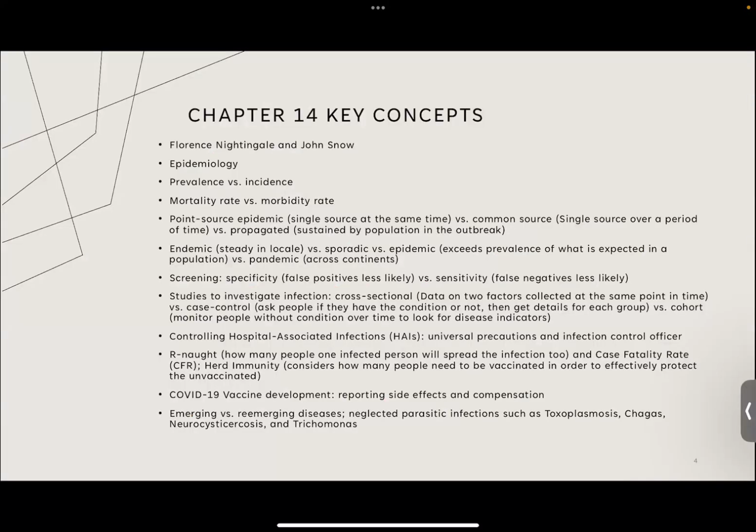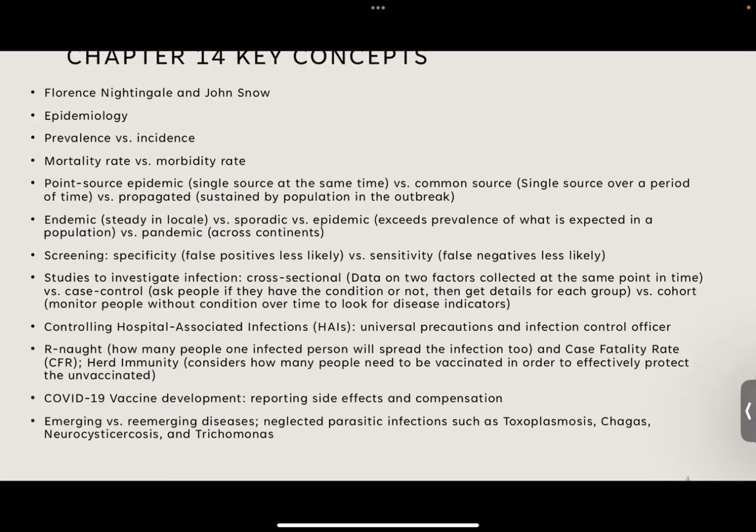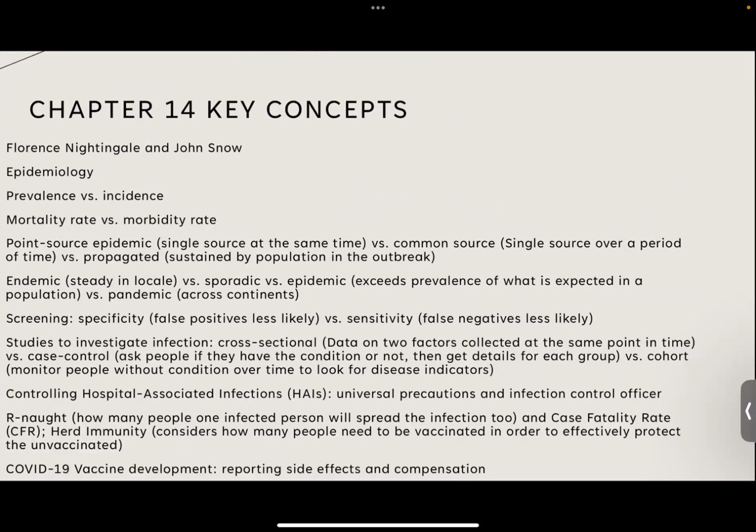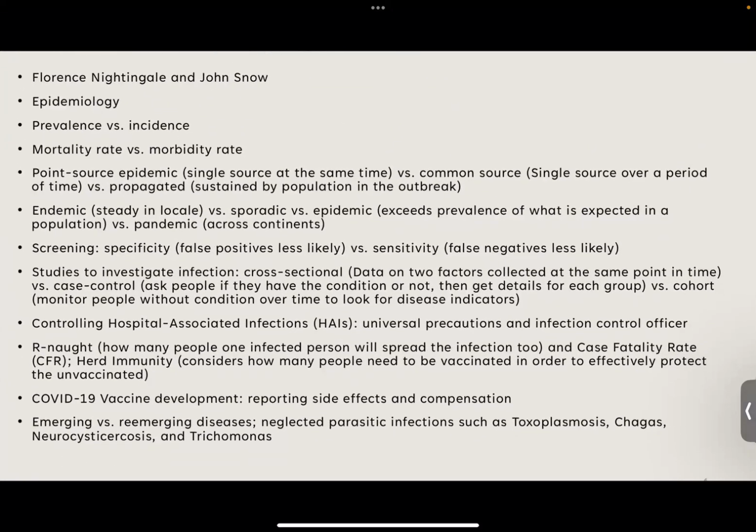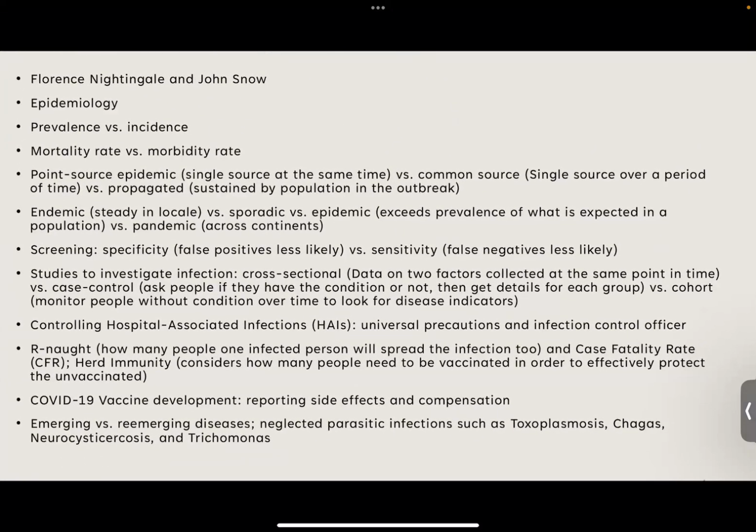Chapter 14 is epidemiology. This starts off with a brief overview of the contributions of Florence Nightingale and John Snow to epidemiology. These are early epidemiology concepts before epidemiology was a thing.